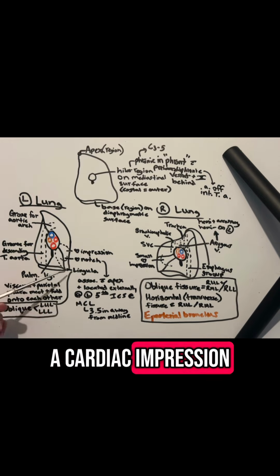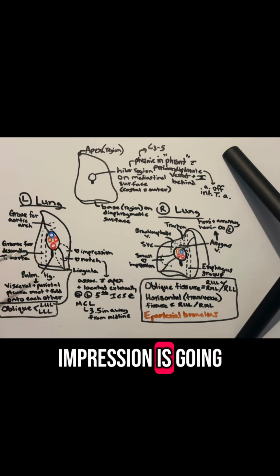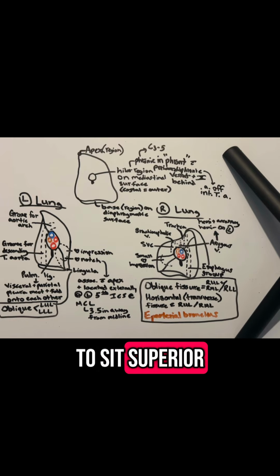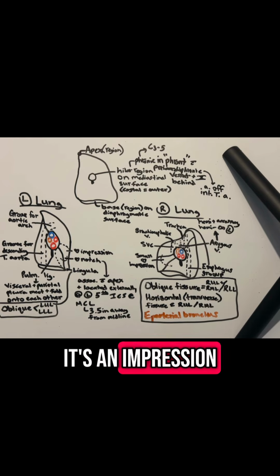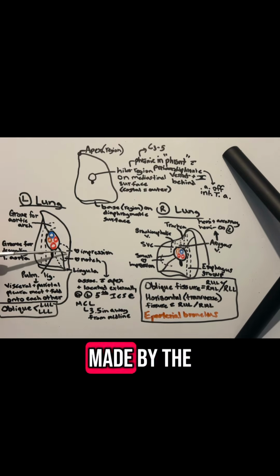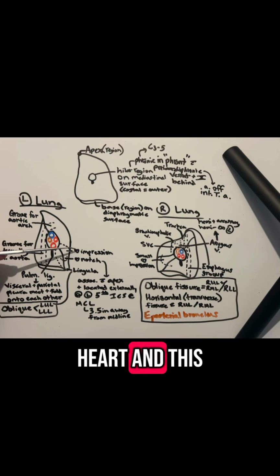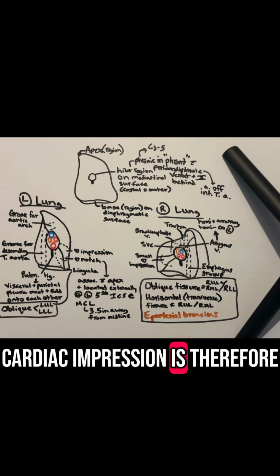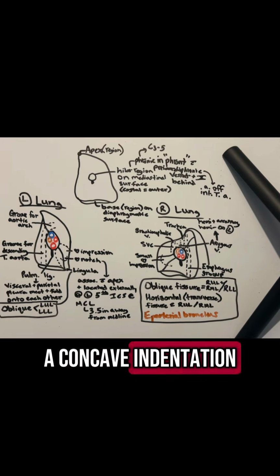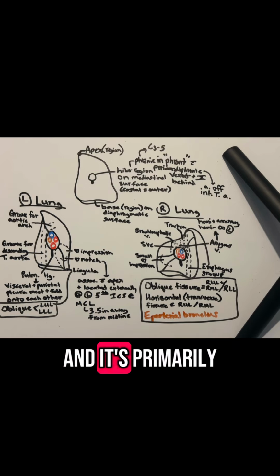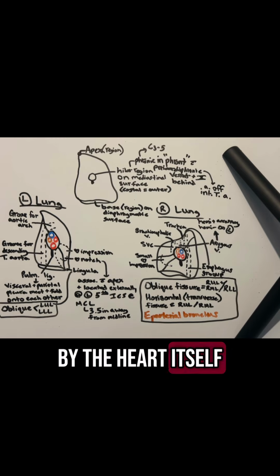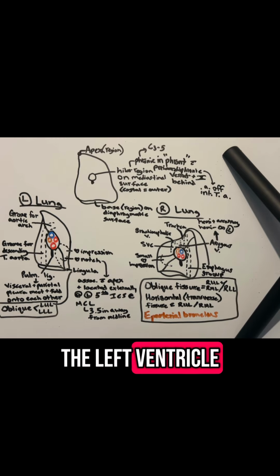have a cardiac impression. Now this cardiac impression is going to sit superior to the lingula of the left upper lobe, and that cardiac impression is what its namesake implies. It's an impression on the left lung made by the heart. And this cardiac impression is therefore a concave indentation on the mediastinal surface of the left lung. And it's primarily occupied not just by the heart itself, but more specifically the left ventricle.